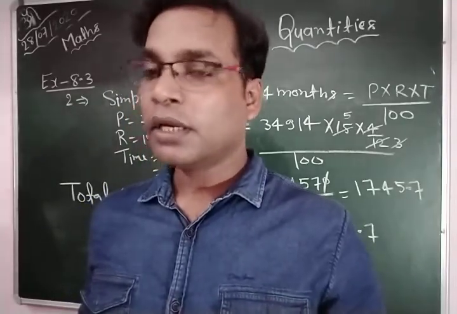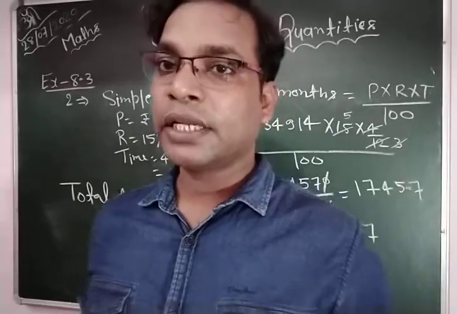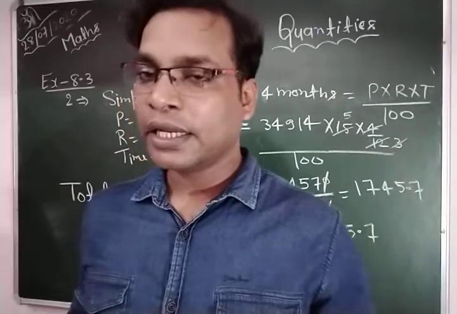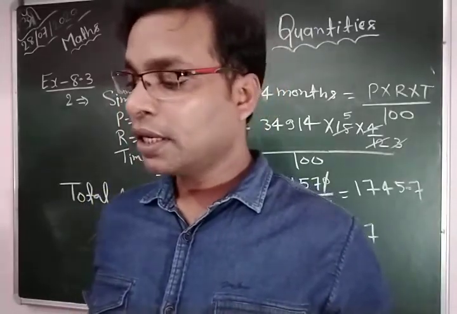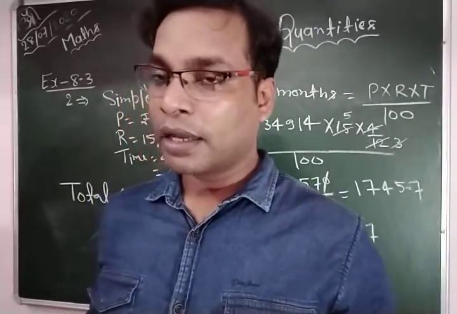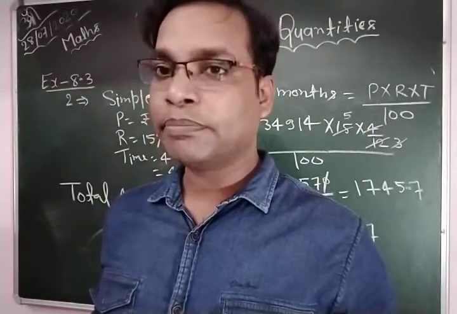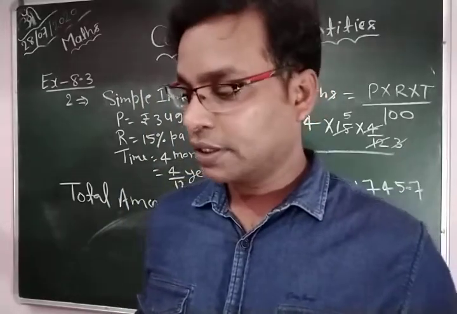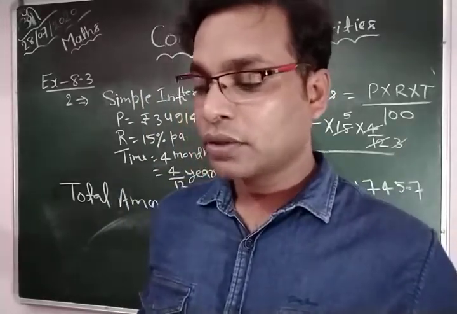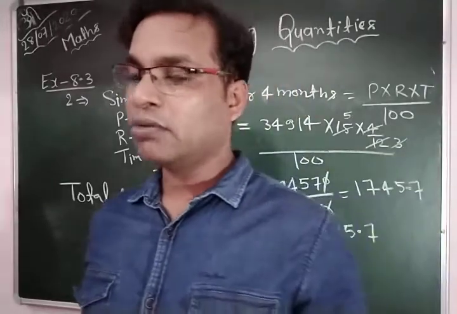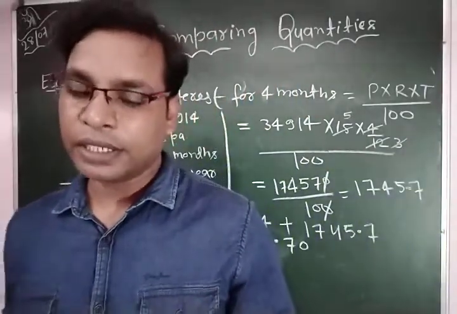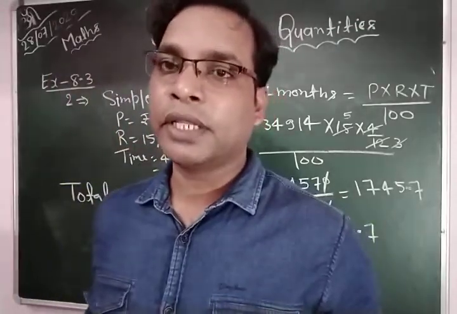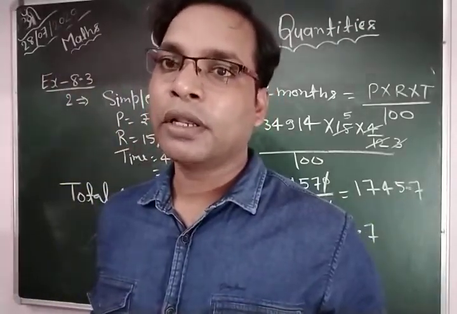Same amount means 12,500, same time 3 years, and the rate is changed here, 10% per annum, compounded annually. Fabina takes simple interest, and Radha takes compound interest. Okay, so who pays more interest and how much? So first we find simple interest and compound interest, and after this we find the difference between them. Then we take a decision on who pays more interest.